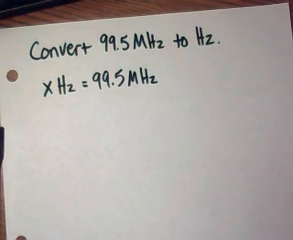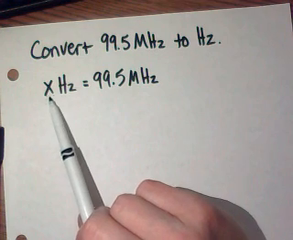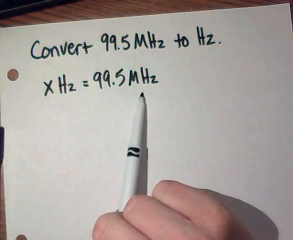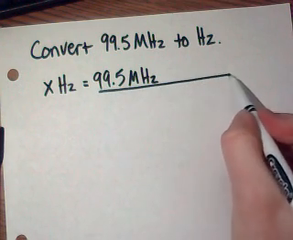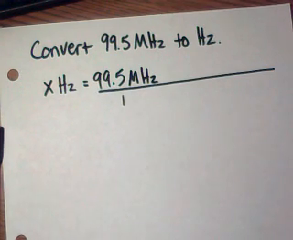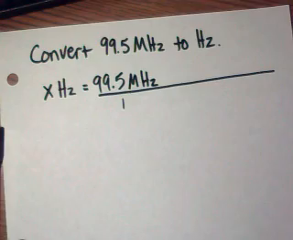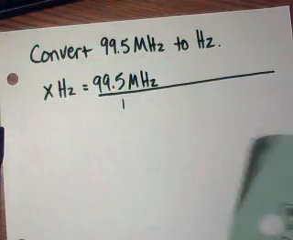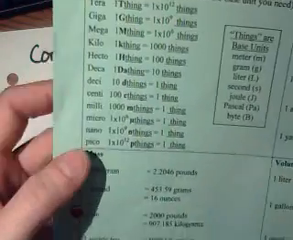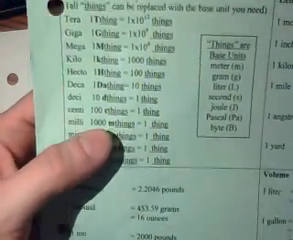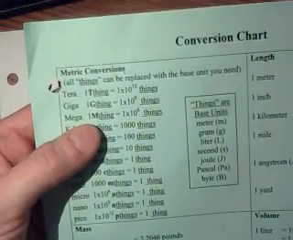Once I've established that that's what they're asking me, how many hertz is equal to 99.5 megahertz, then I just assume that this is one giant numerator and it's all over 1. Every number is over 1 pretty much. So then I look at my metric conversion chart, and this is a capital M, which means it's mega. If it was a lowercase m, it would be milli, but the capital means mega.